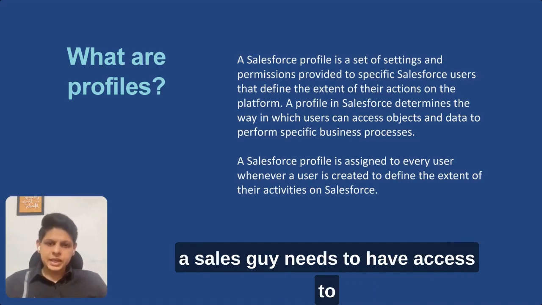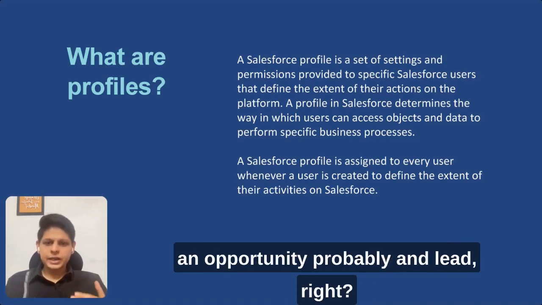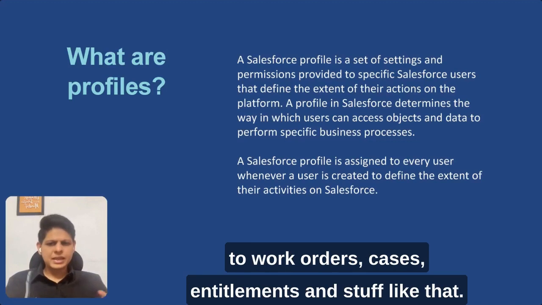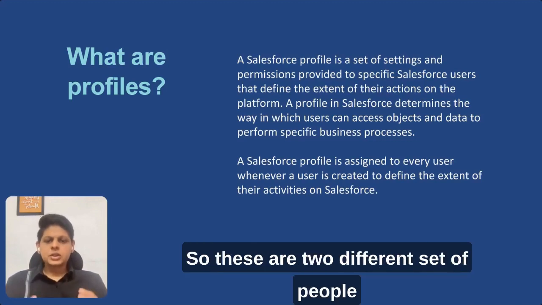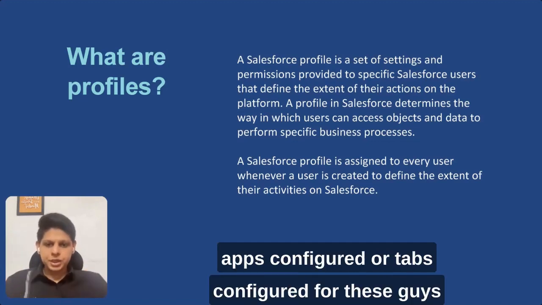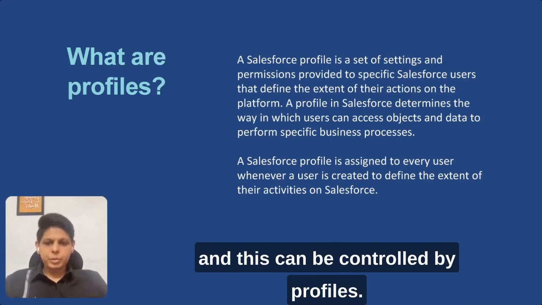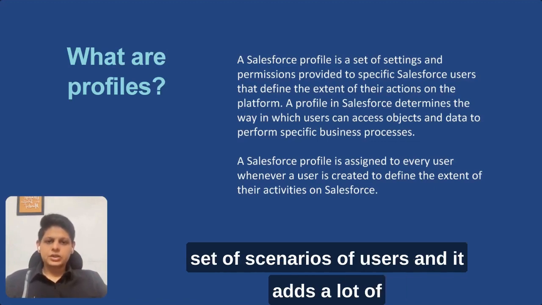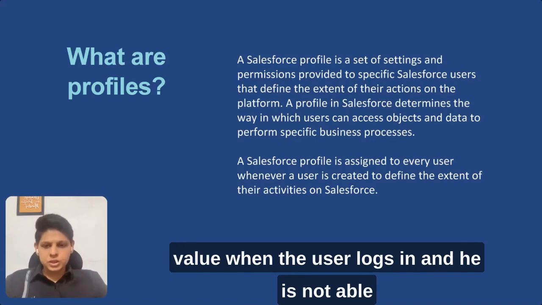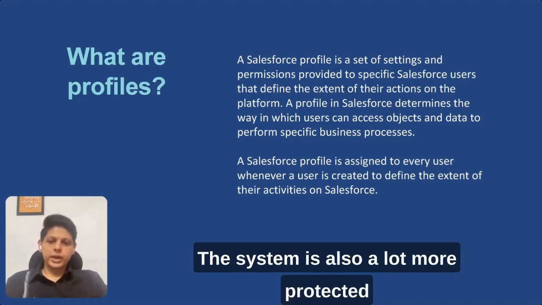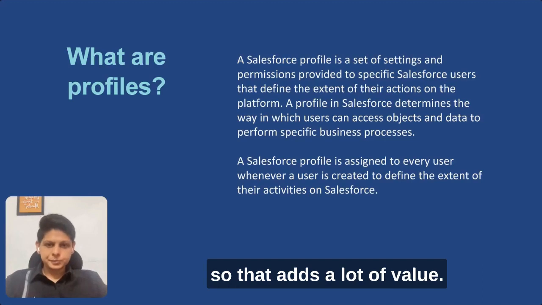For example, a sales guy needs to have access to an opportunity, probably and lead, right? And a service guy might need to have access to work orders, cases, entitlements, and stuff like that. So these are two different set of people, and we can have two different set of apps configured or tabs configured for these guys, and this can be controlled by profiles. So profiles are really a great tool to configure for different set of scenarios of users, and it adds a lot of value when the user logs in and he is not able to see any and everything in the system. The system is also a lot more protected, right? So that adds a lot of value.